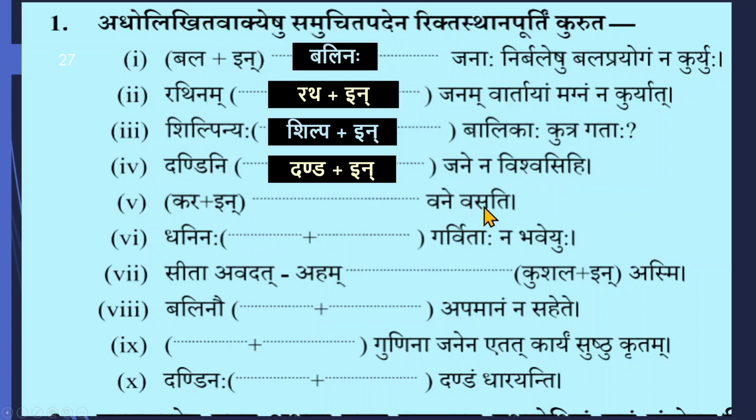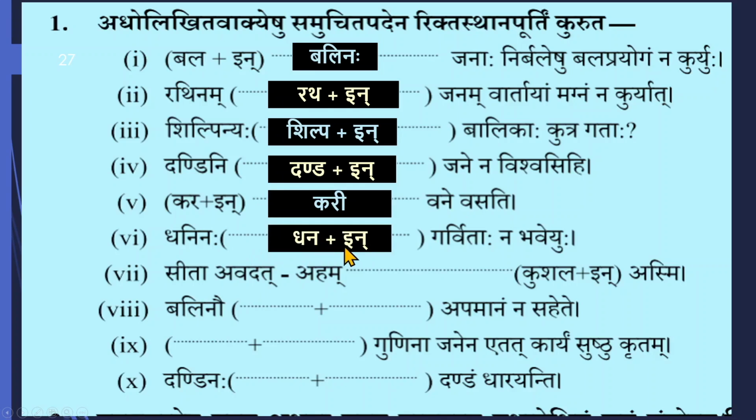Kara plus in vane vasati. Kari. Kara plus in is Karin. So it becomes Kari. Kari is an elephant. The elephant lives in the forest. Dhaninaha. Dhana plus in is Dhanin. Te dhaninaha garvitaha na bhaveyuhu. Wealthy people should not become arrogant or proud.